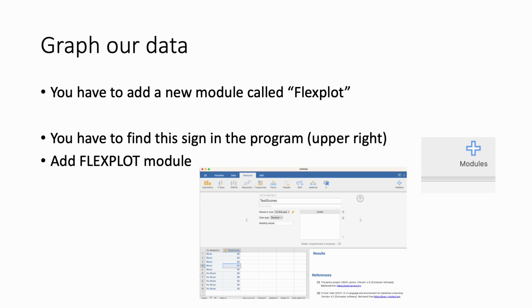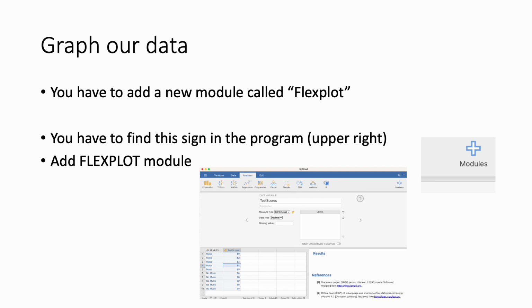In order to do this, you have to add a new module to Jamovi called Flexplot. You can see that big plus module sign. You're going to click it, and you're going to add the Flexplot module from the Jamovi library. I'm not going to tell you every step, though. You have to understand that I learned a lot of computer abilities by just clicking things around. So I'm going to send you in the right direction, but I'm not going to tell you every step because I want you to think.